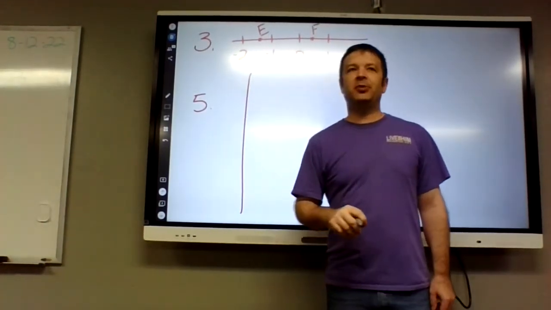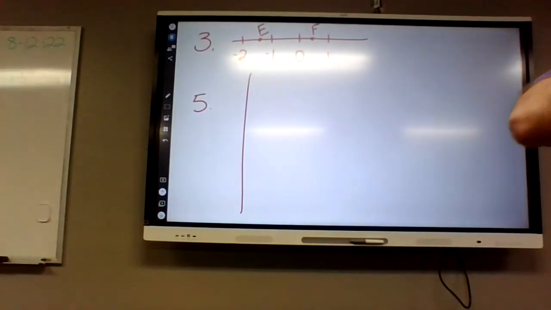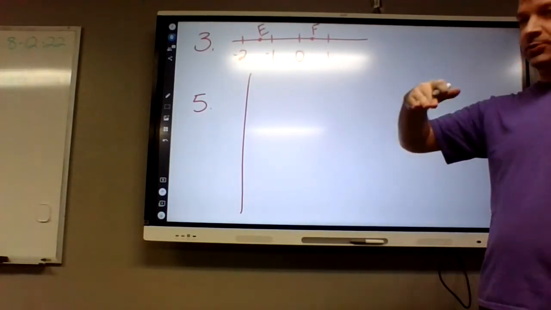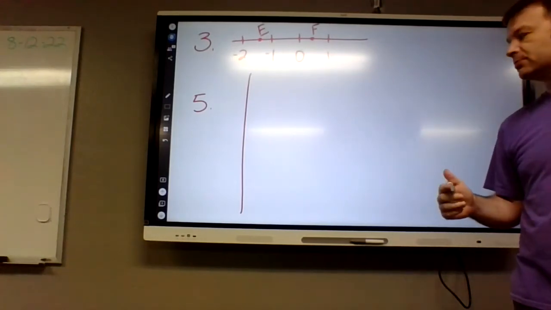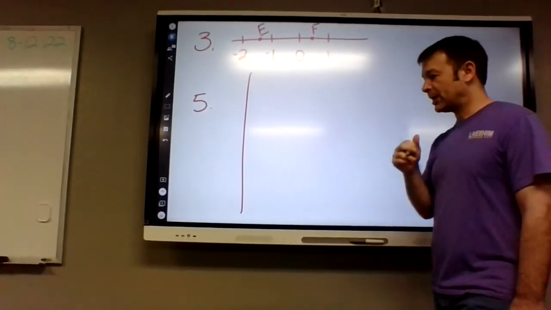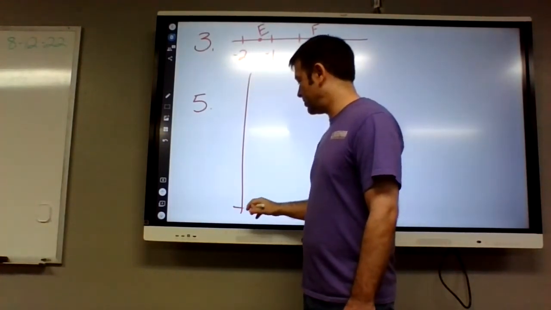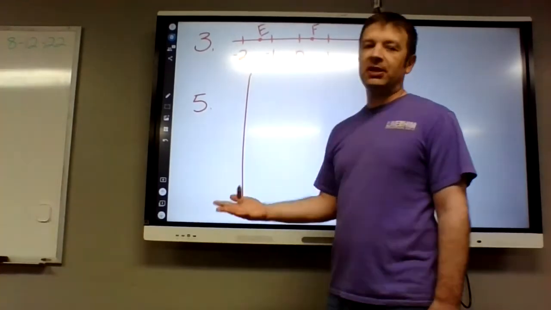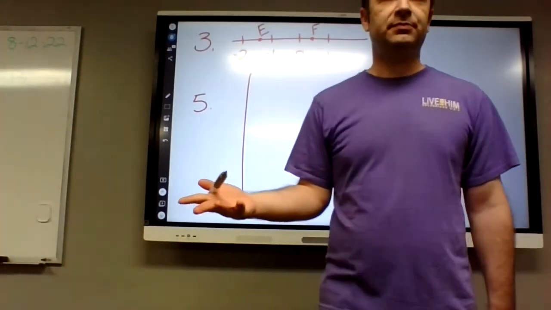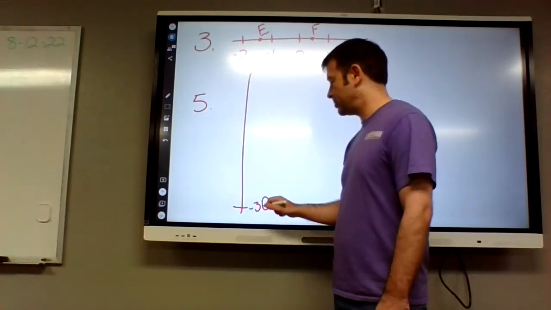Now these are big numbers. Should I mark out -25, -24, -23, all the way to 40? No. What should I do? Count by 5s, probably. I'll go ahead and put. So what's less than -25? -30. Okay. I'll go ahead and go below.